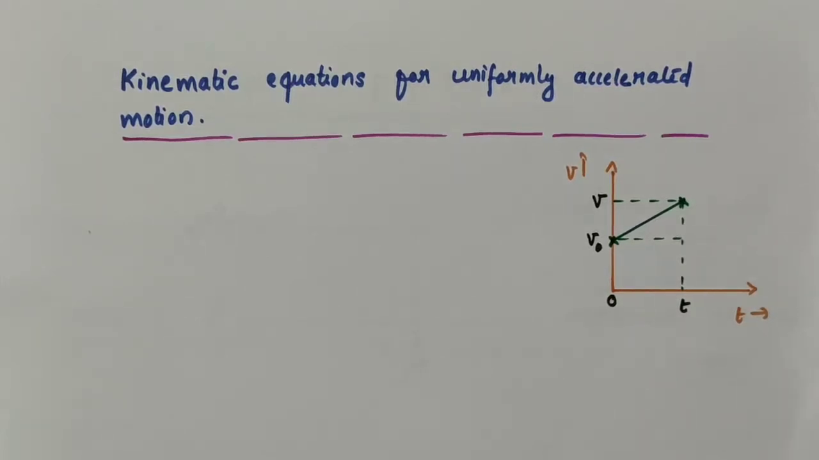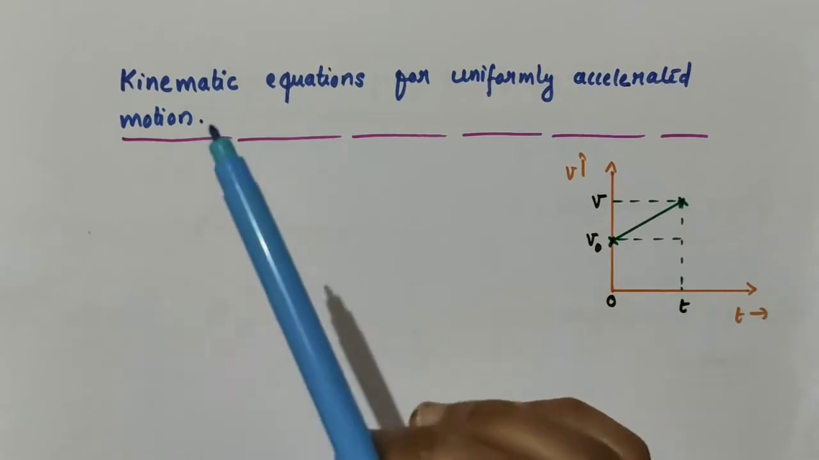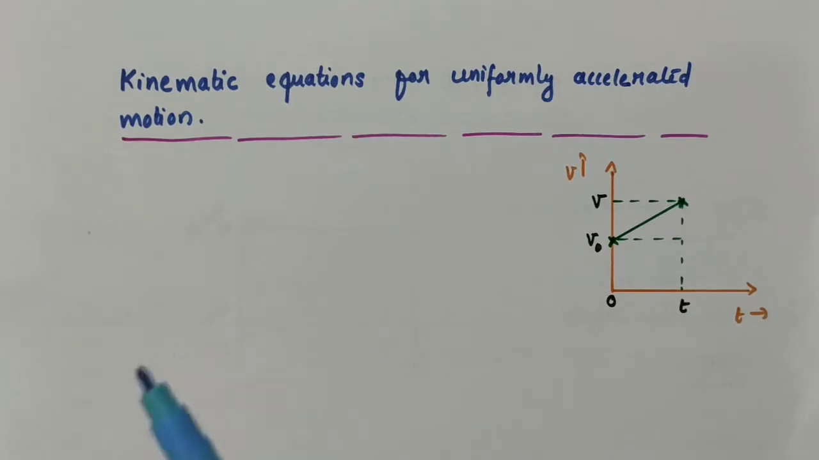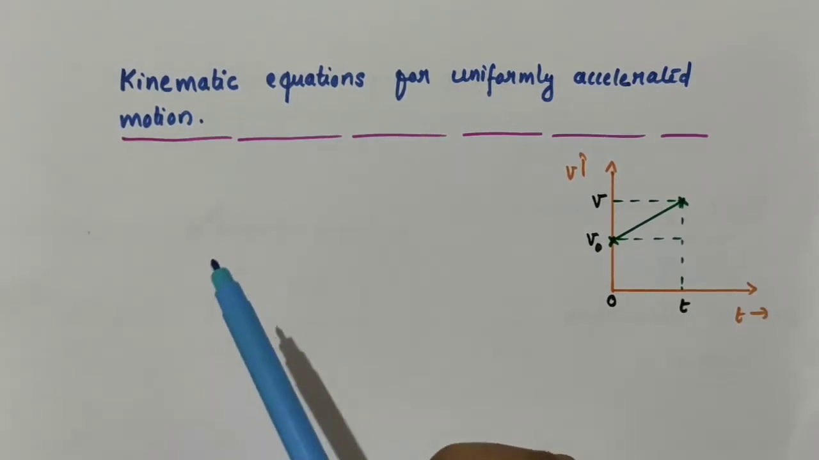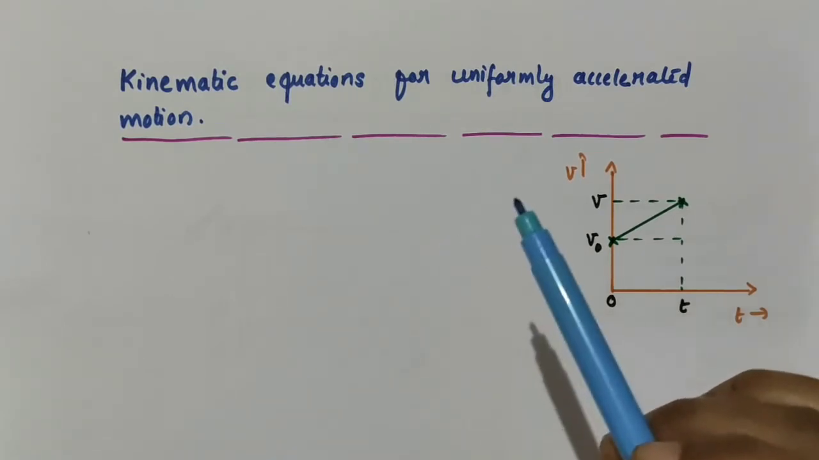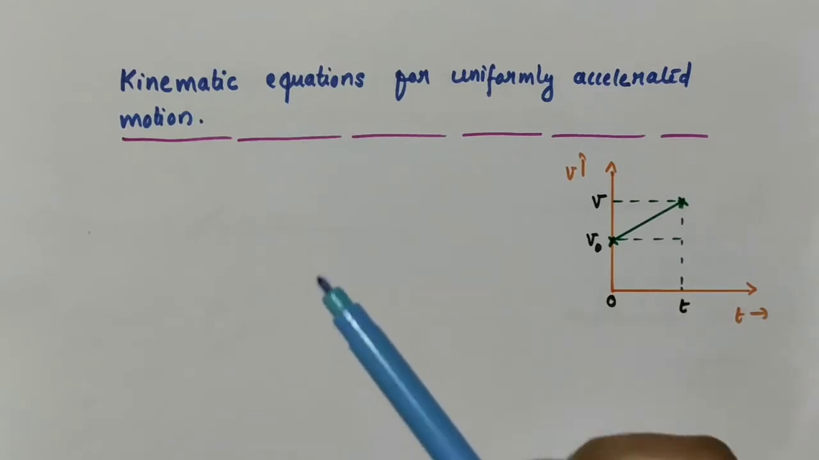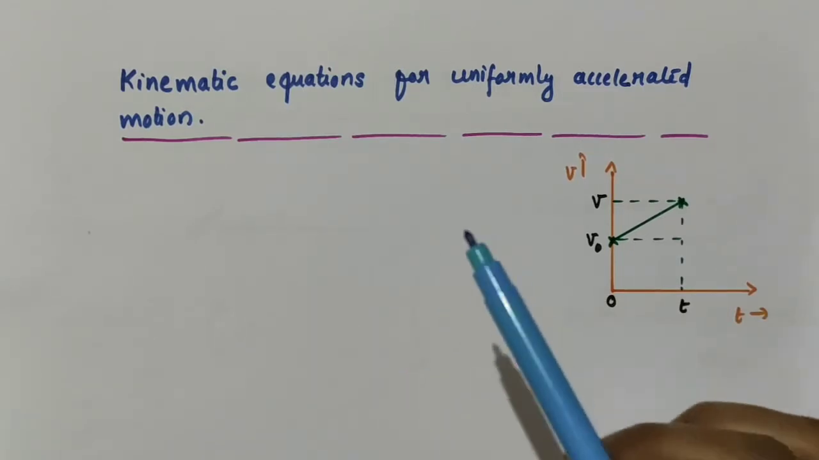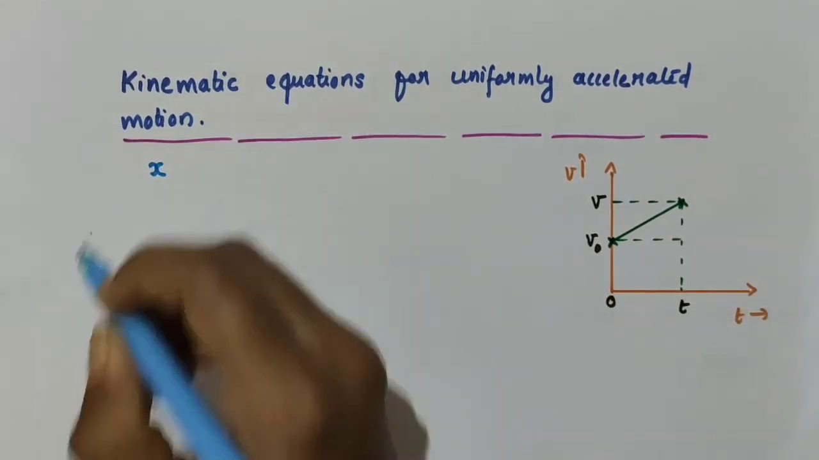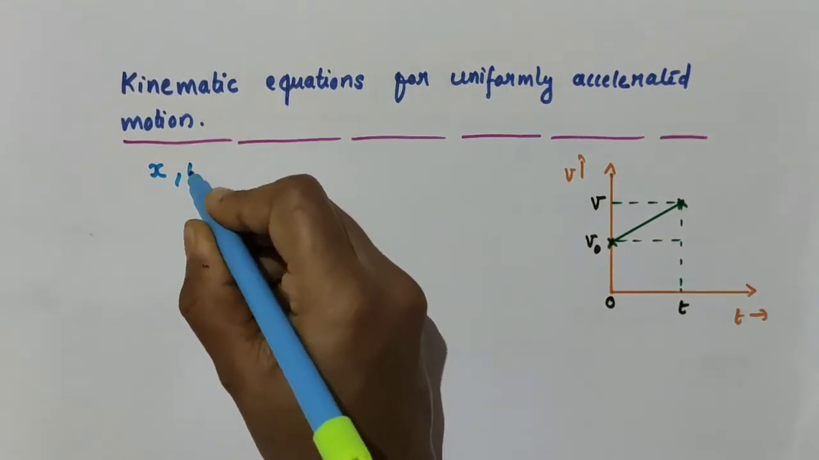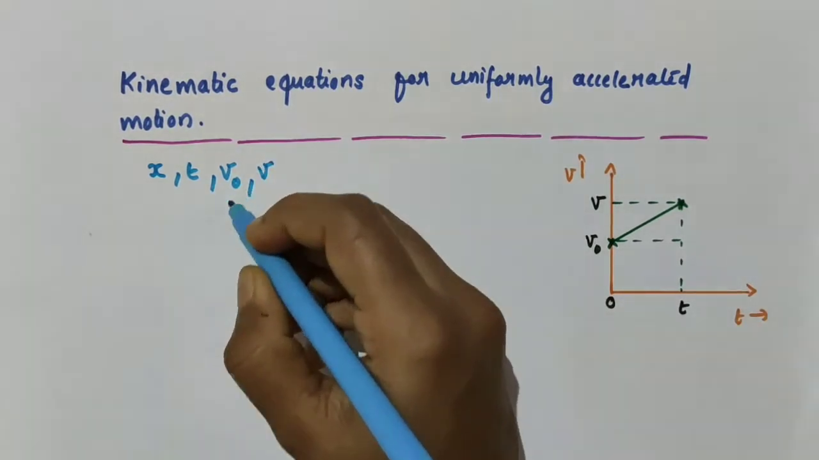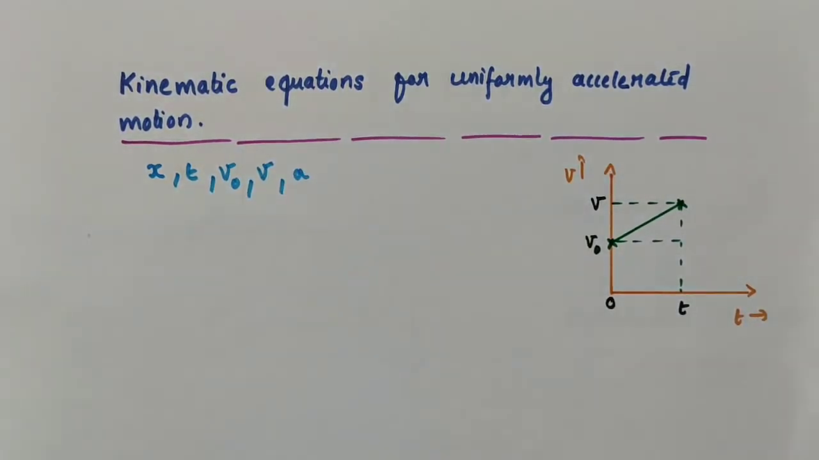Hello everyone. In this video, we are going to discuss kinematic equations for uniformly accelerated motion. Actually, you have studied these equations in the 9th standard. For objects moving with uniform acceleration, we can derive some simple equations that relate displacement x, time taken t, initial velocity v0, final velocity v, and acceleration a.